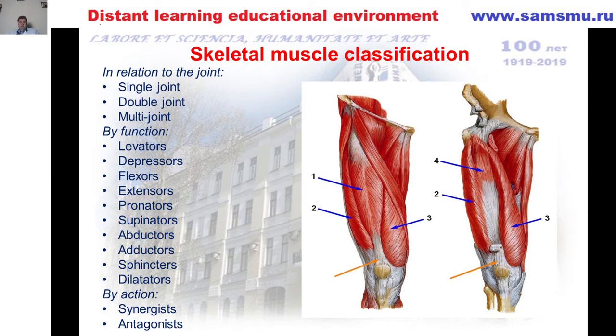By position, we distinguish between superficial and deep, external and internal, lateral and medial. In relation to the joints, single-joint, double-joint, and multi-joint. You may see these terms in this picture. These muscles are classified depending on how many joints they act on. Polyarticular muscles are usually longer and more superficial. So let's talk about muscle work.